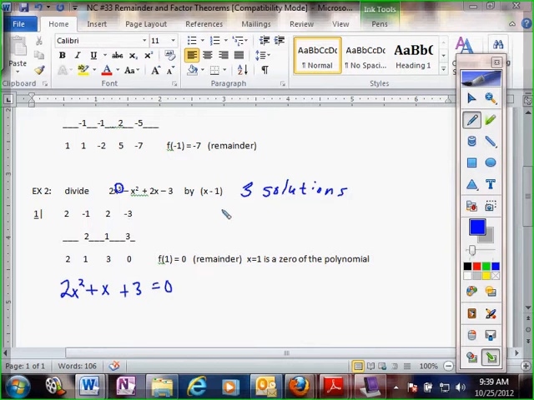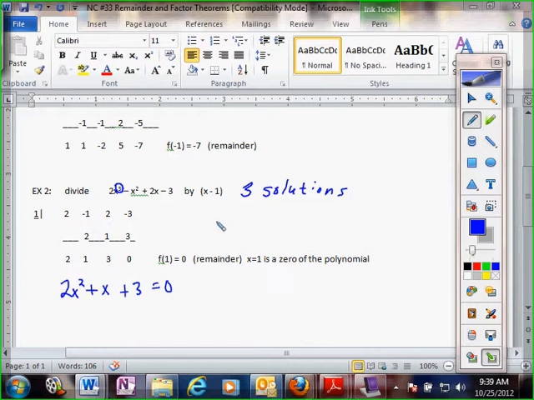So the important thing from note card 33, and I kind of mixed note card 33 and 34 together a little bit here. But the main thing you need to take away from note card 33 is this. Using synthetic division, if your remainder is 0, what you divided by is a solution.